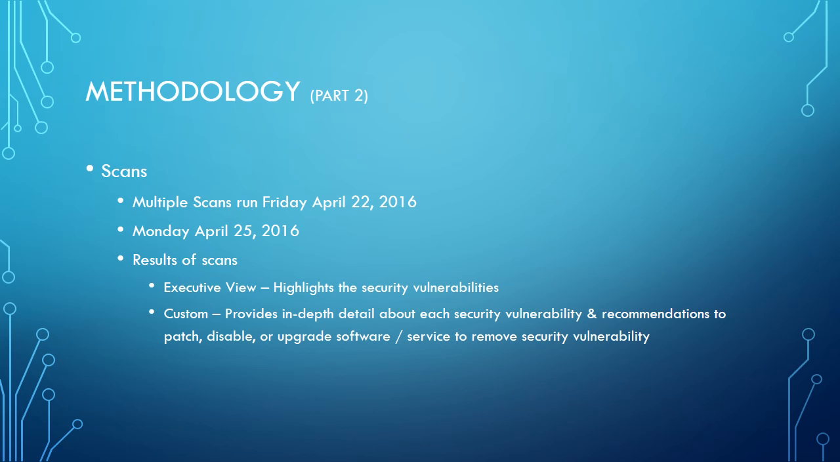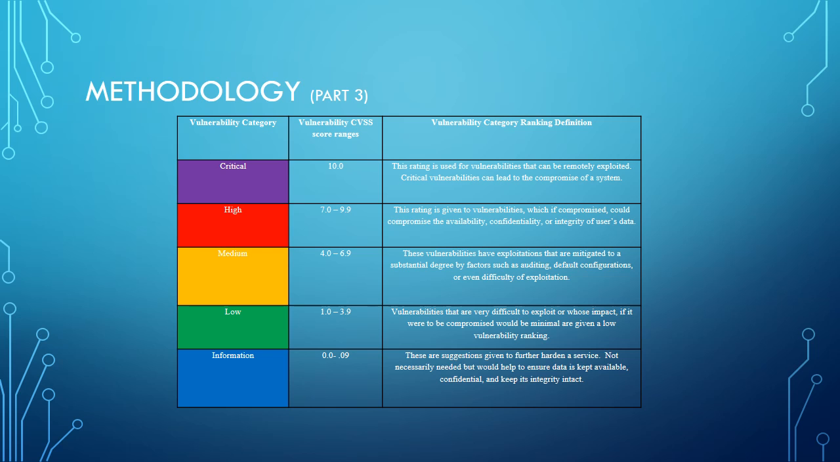The scans run on Friday, April 22nd were used to help secure the server. Fortunately, they did not get all the way secured, as you'll see in this presentation, with the final results being run on Monday, April 25th. There are two types of results that came out. You have the executive view, which just highlights the security vulnerabilities. And you also have the custom view, which provides in-depth detail about each security vulnerability and recommendations to patch, disable, or upgrade the software or service to remove the security vulnerability from your network.